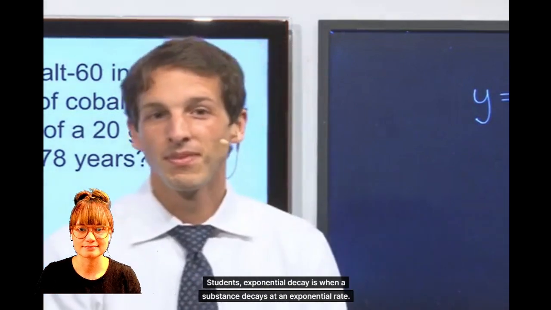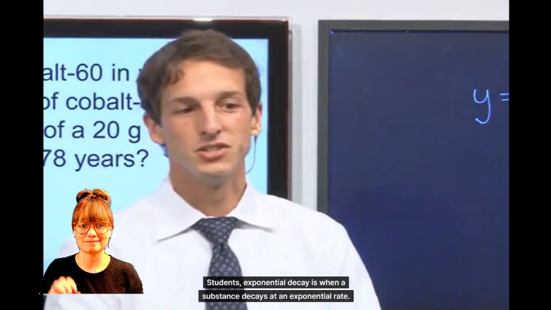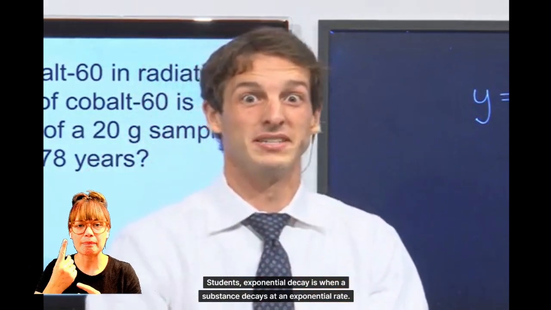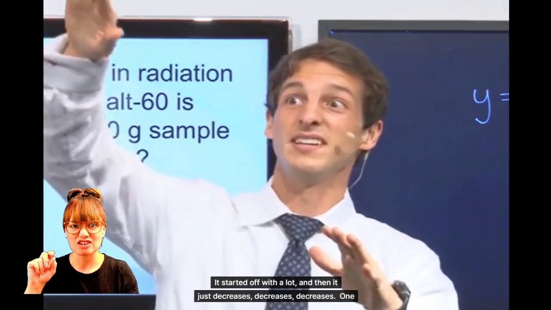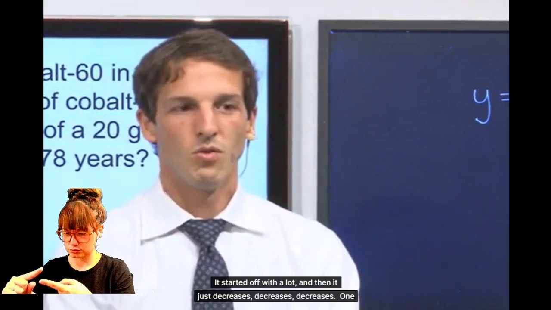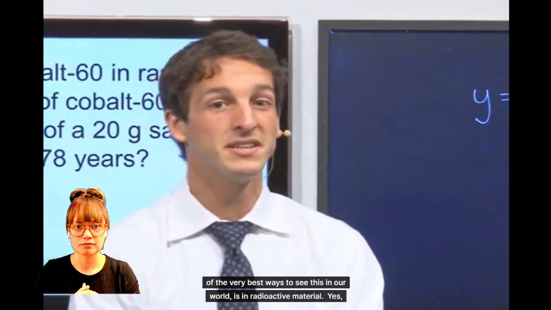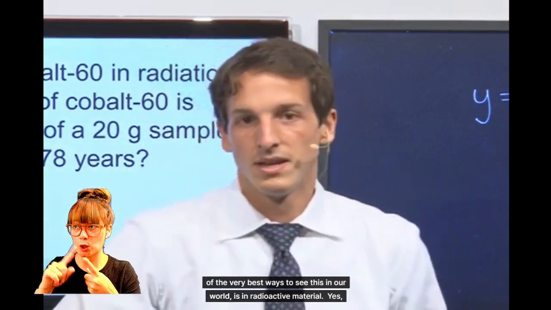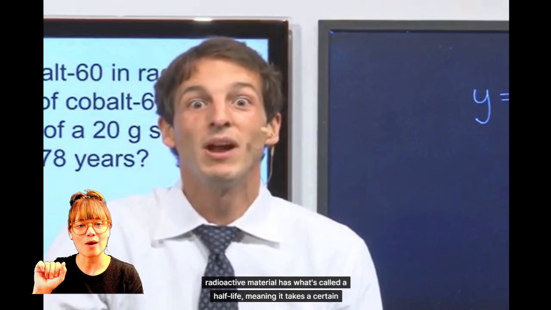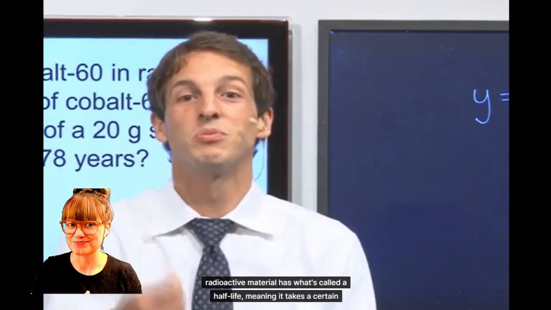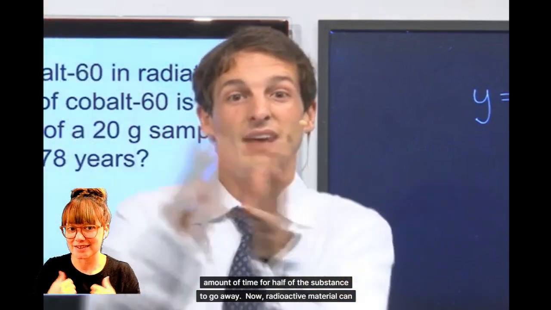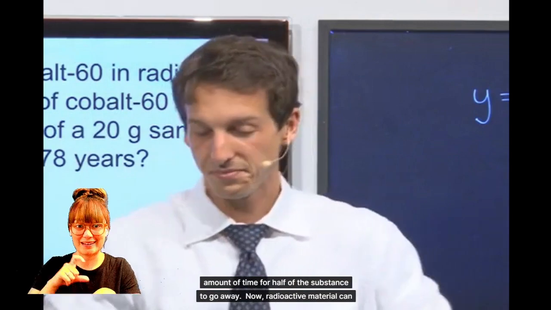Students, exponential decay is when a substance decays at an exponential rate. It started off with a lot and then it just decreases. One of the very best ways to see this in our world is in radioactive material. Yes, radioactive material has what's called a half-life, meaning it takes a certain amount of time for half of the substance to go away.